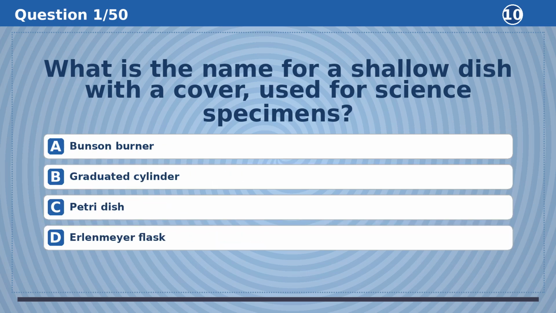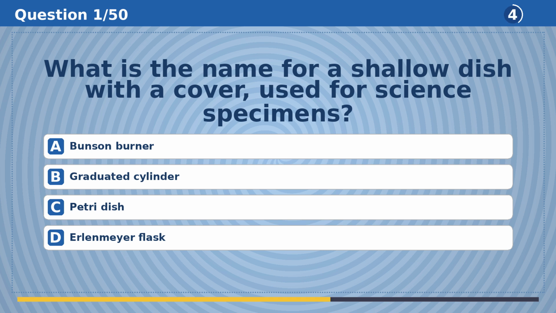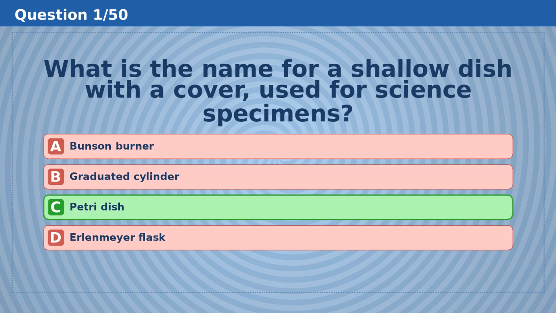3, 2, 1. What is the name for a shallow dish with a cover, used for science specimens? The answer is C, Petri dish.